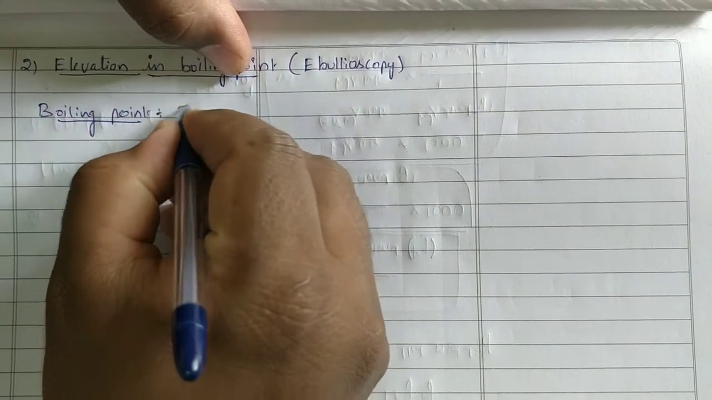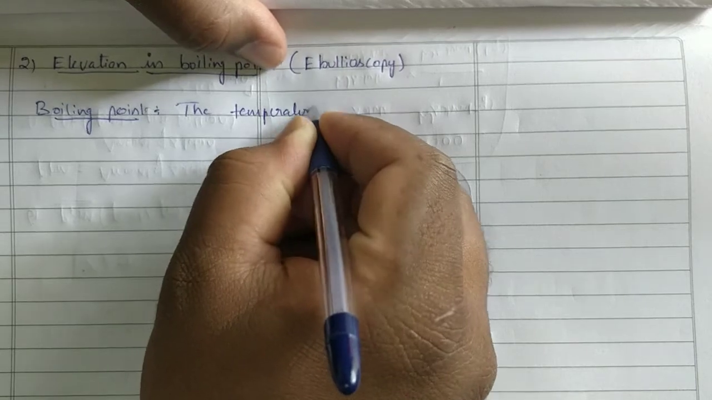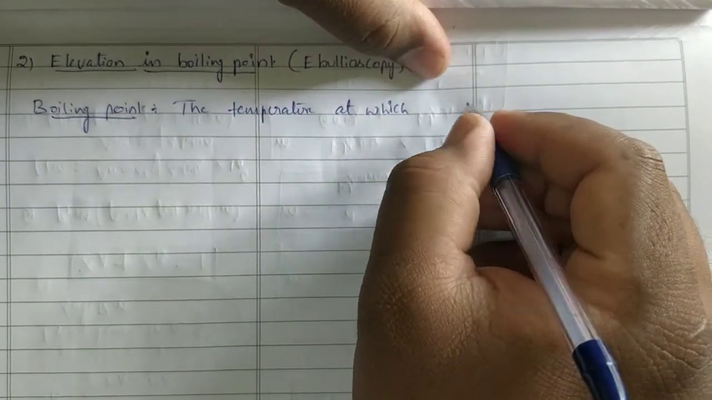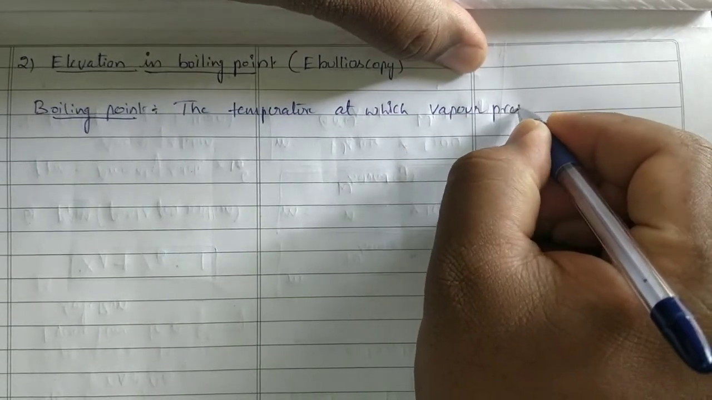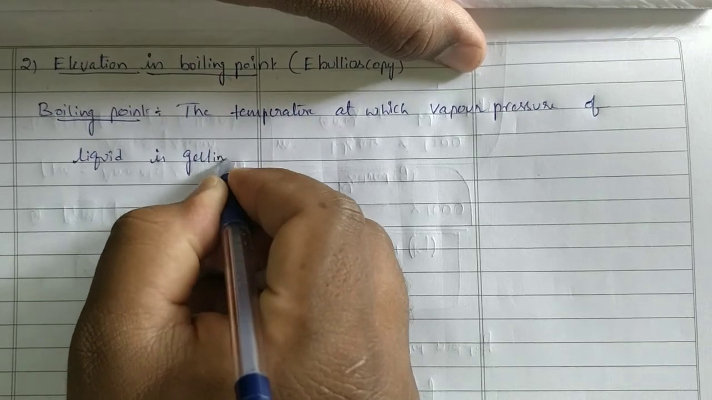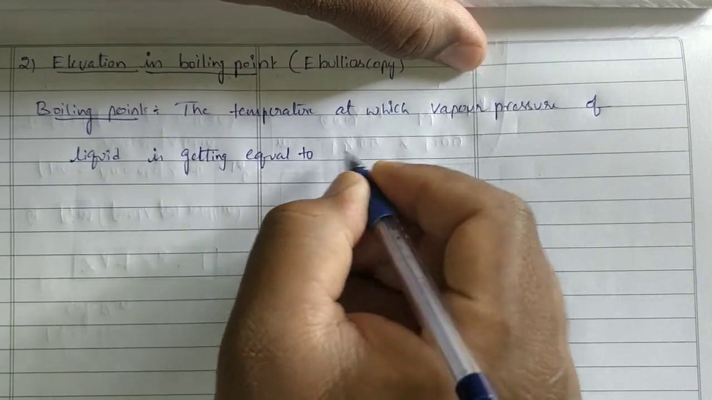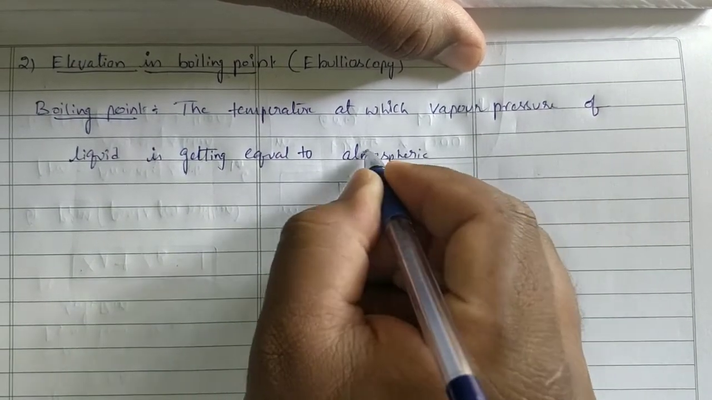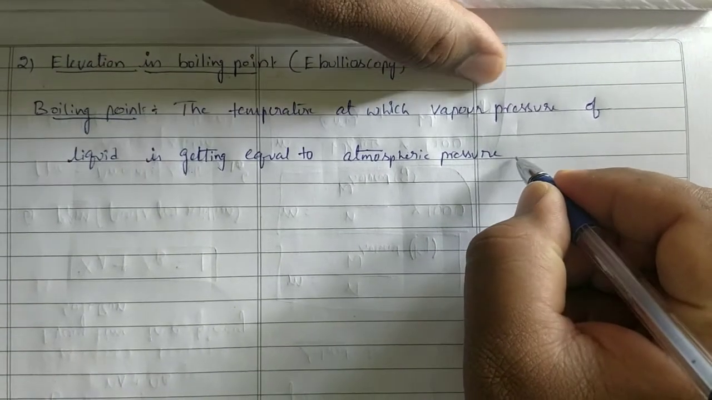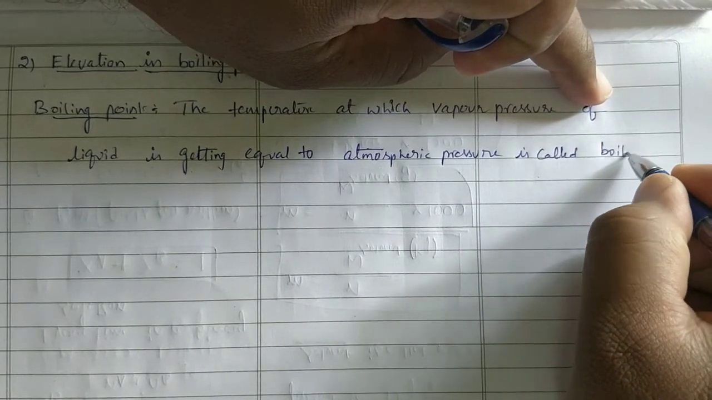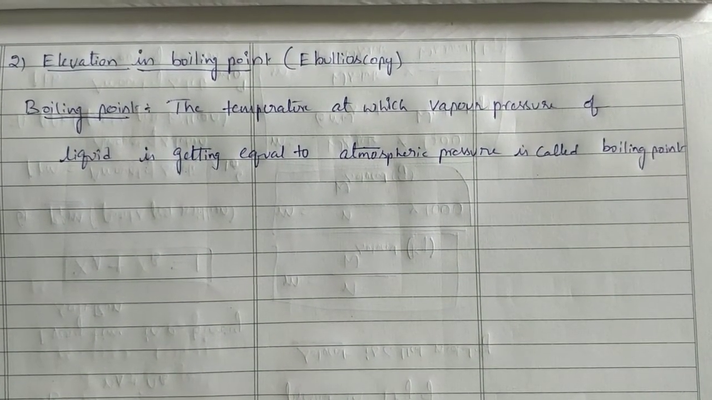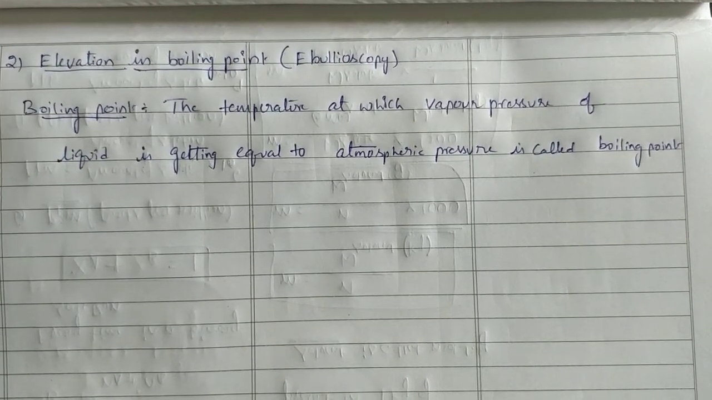Now first write the definition carefully. The temperature at which vapor pressure of liquid is getting equal to atmospheric pressure is called boiling point. That is the definition. Note down the definition carefully.